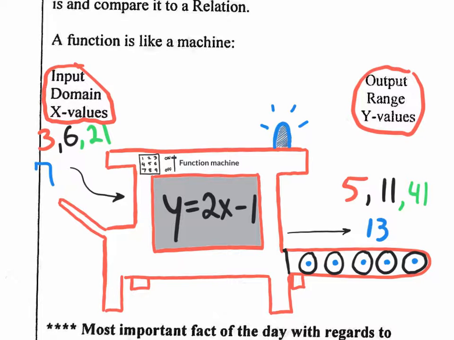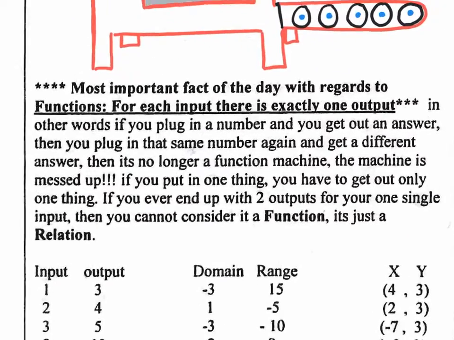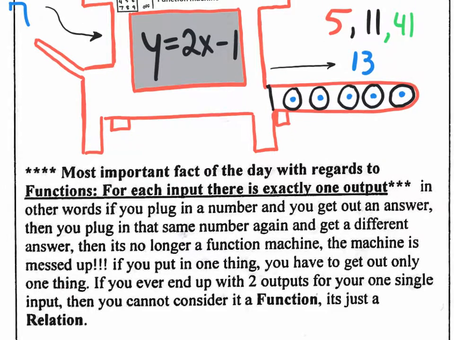Okay, so a function, check it out, guys. A function is like a machine. You plug in something, you get out something. Now, here's the most important fact of the day with regards to functions. For each input, there's exactly one output. In other words, if you plug in a number and you get out an answer, then you plug in that same number again and you get out a different answer, then it's no longer a function machine. The machine's messed up, it's broken. If you put one thing in, you have to get out only one thing.